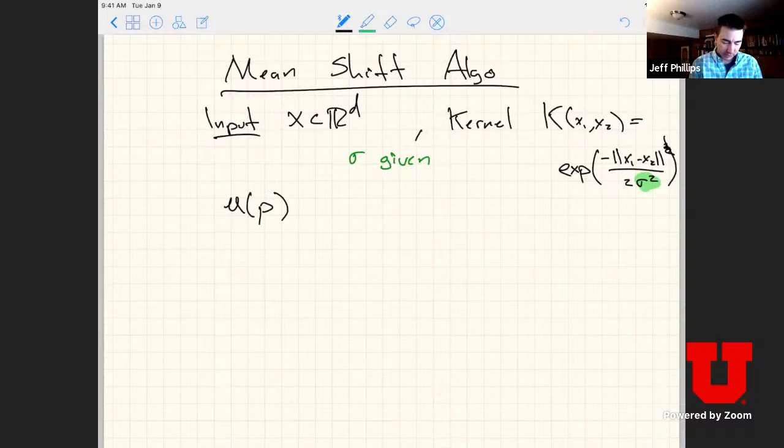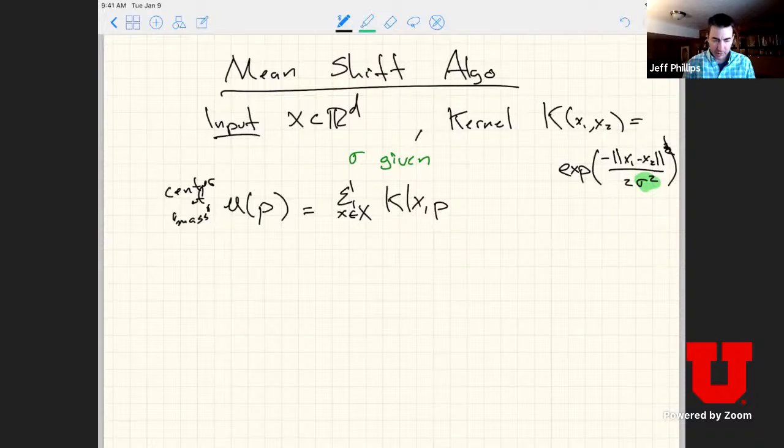This will be like the center of mass of the points around a point P in the data set. This is going to be a weighted average. So of all the points, we're going to take the kernel of x onto P times the location of x, divided by the sum of the kernel weights over x.